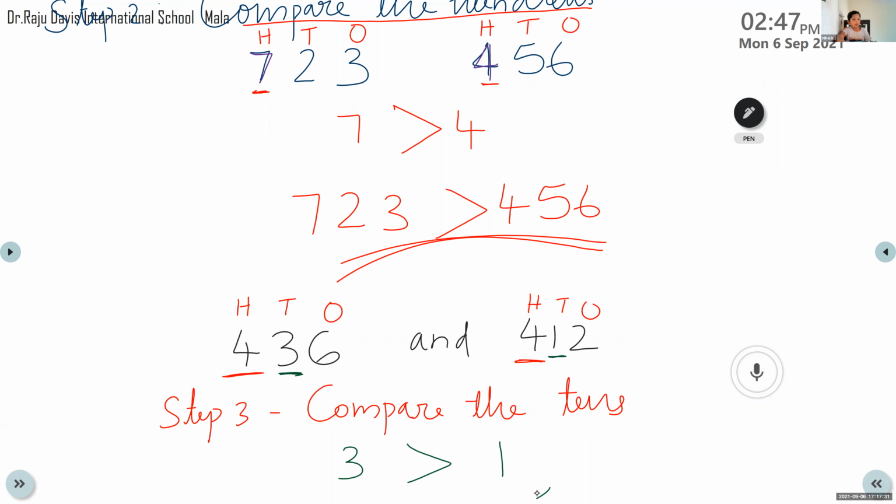So what can we conclude? 436 is greater than 412. Here 3 is greater than 1, so we can say 436 is greater than 412. Is it clear?